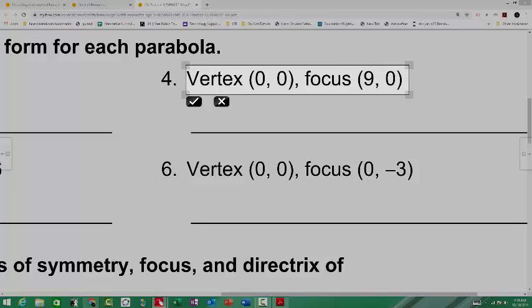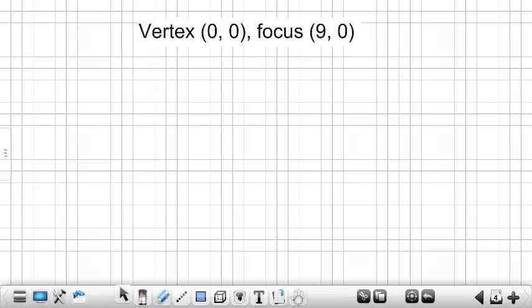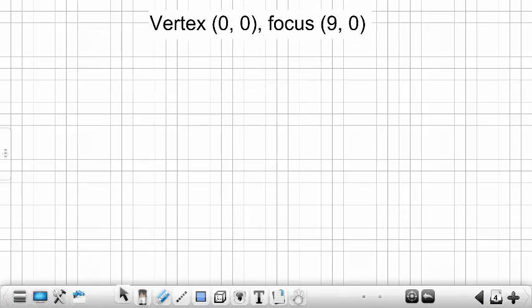Is the vertex 0, 0 on each of these? No. Except for one. Number 5 is 6, 0. No, it's a focus. It's his focus. Oh, okay. All right.